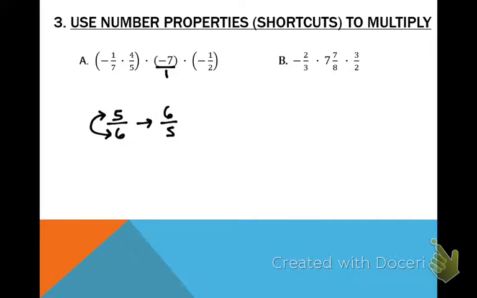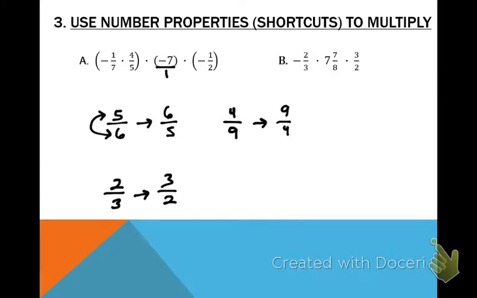Let's say I had another one, 2/3. What would the reciprocal be? 3/2, 3/2. All I'm doing is switching it around. Let's say 4/9. What would the reciprocal be? 9/4. Excellent. Okay, let's go on to another one now.